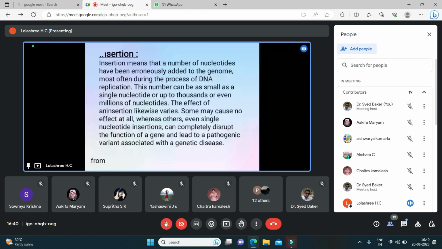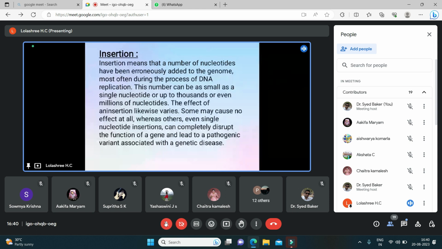Insertion. Insertion means that a number of nucleotides have been erroneously added to the genome, most often during the process of DNA replication. This number can be as small as a single nucleotide or up to thousands or even millions of nucleotides. The effect of an insertion likewise varies. Some may cause no effect at all, whereas others, even single nucleotide insertions, can completely disrupt the function of a gene and lead to pathogenic variants associated with a genetic disease.